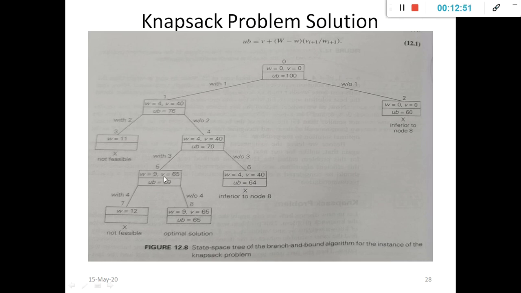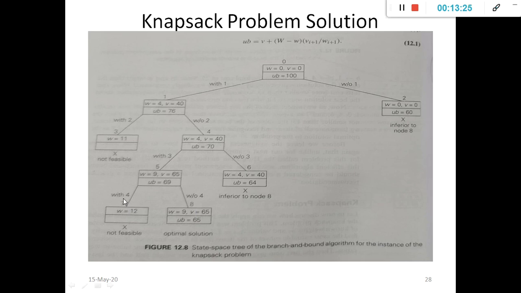Then when you compare the upper bound at node 5 and node 6, 69 is the maximum value. That's why 64 is the inferior node, or when you compare the upper bound 69 with 64, 69 is the highest value. So you cannot further expand node 6. The suitable node is 5, and you have to further expand node 5 to the next level at node 7 and node 8.